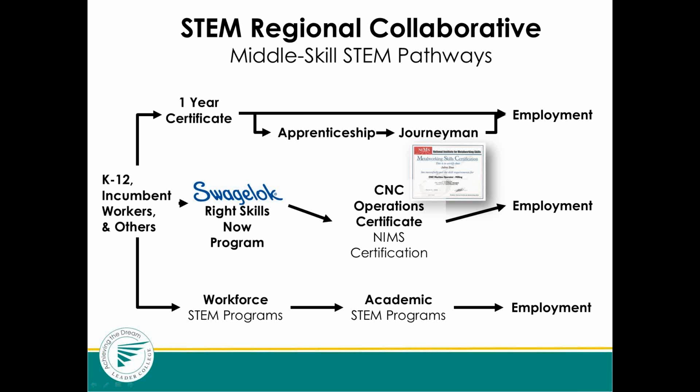So what we do is we have a Right Skills Now program. With that program, Swagelok actually interviews the students prior to entering. They do a skills test, they assess them, and then they enter the program and obtain their CNC operations certificate. They can obtain a third-party certificate, the NIMS certification, as well if they like. And at the end of the program, we have a placement rate with Swagelok of about 65%.